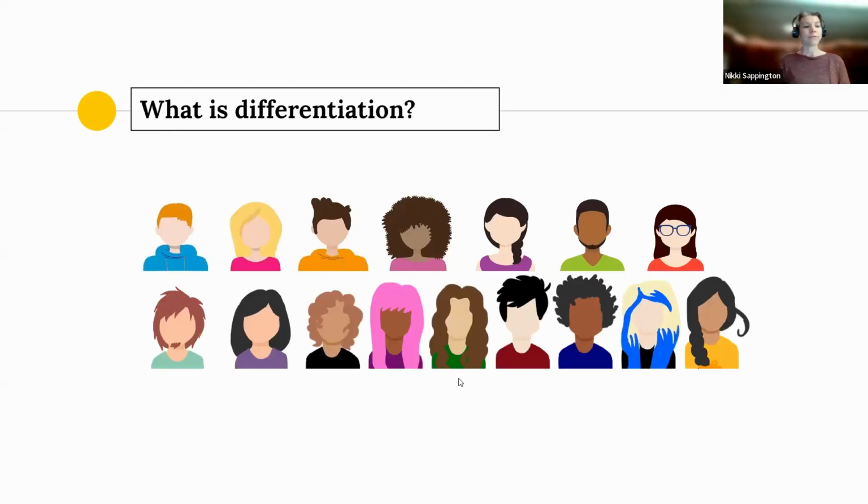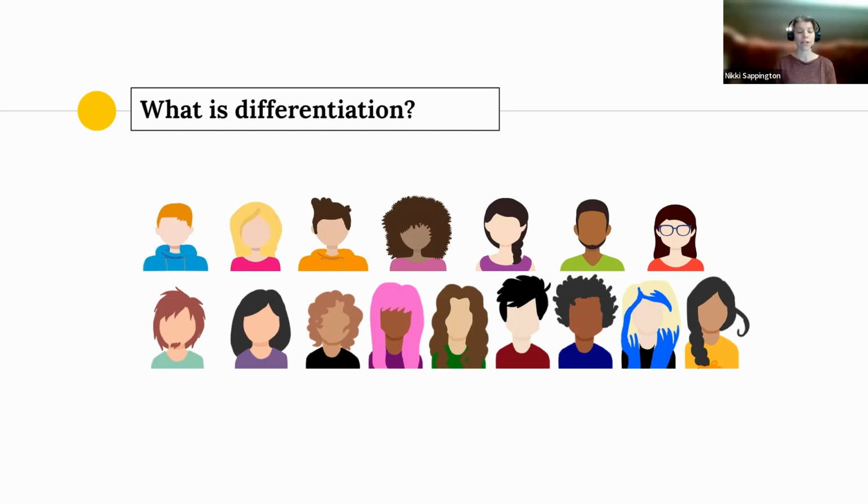So what is differentiation? Why is integrating digital literacy so hard in our class? Well, some of our students are going to come to us already having advanced digital literacy skills. They might even know how to do more than you do. Some will know how to do some things, and others will know how to do other things. And then you'll get students with very low digital literacy skills, maybe students who have never used a computer before. And this is where differentiation comes in.